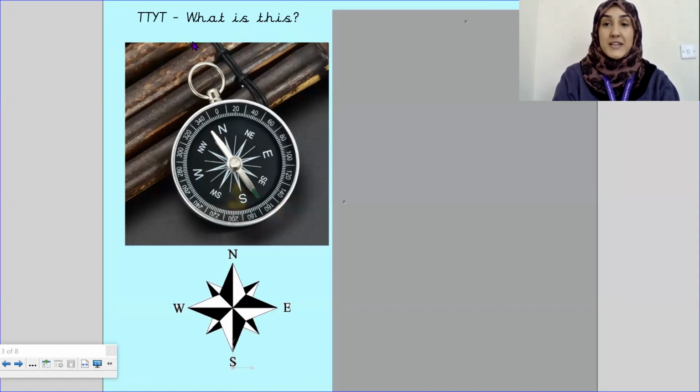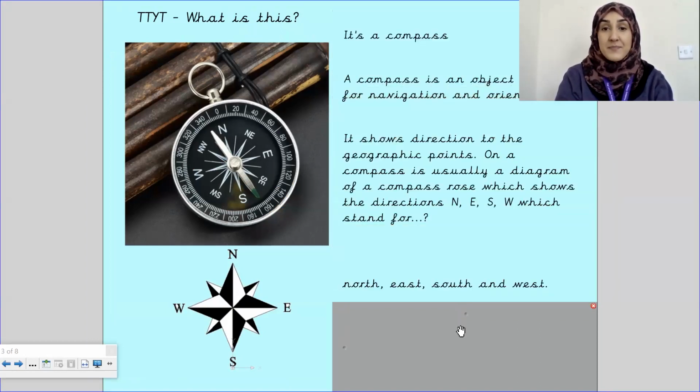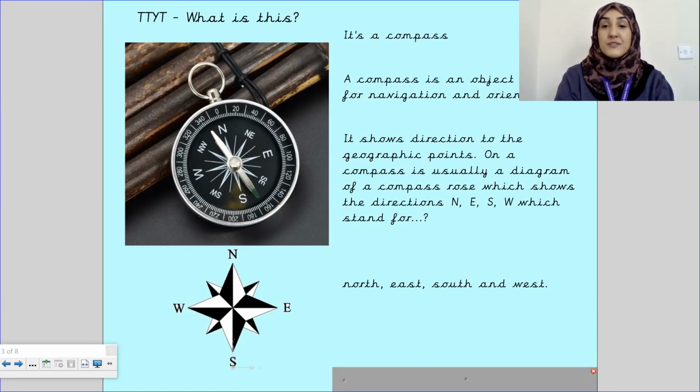First, I would like you to talk to your teddy. What is this? You should all learn this. Well done. This is a compass. A compass is an object you use for navigation and orientation. It shows direction to the geographic points. On a compass, it usually has a diagram of a compass rose, which shows directions NESW, which stand for north, south, east, and west.